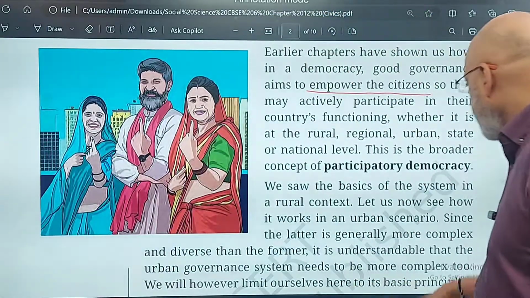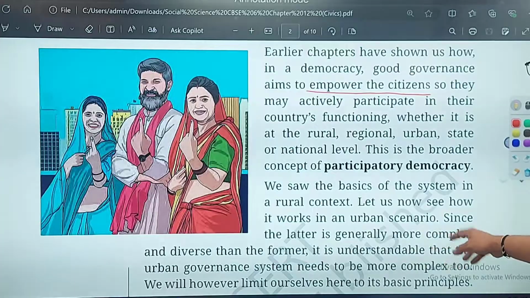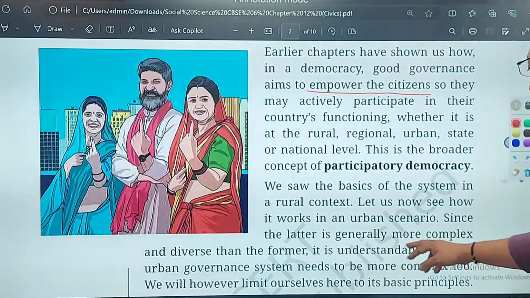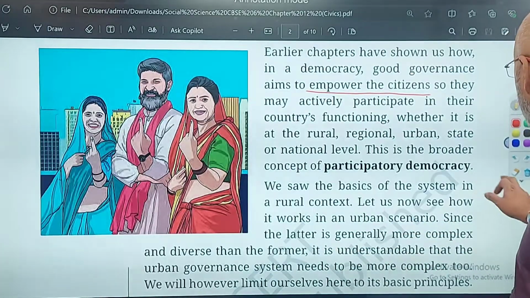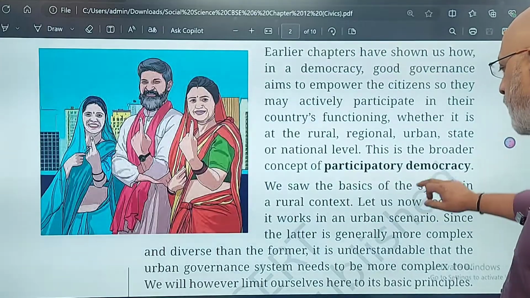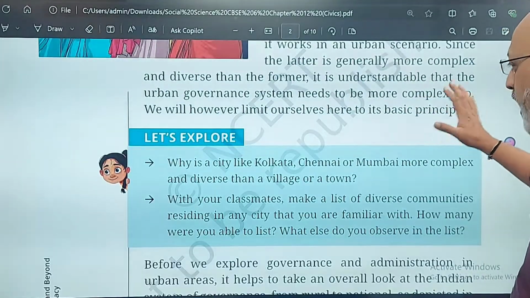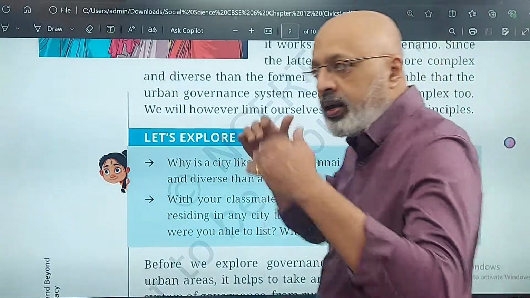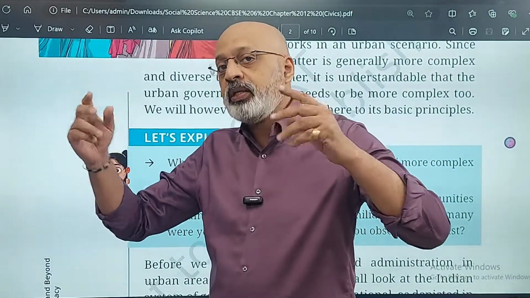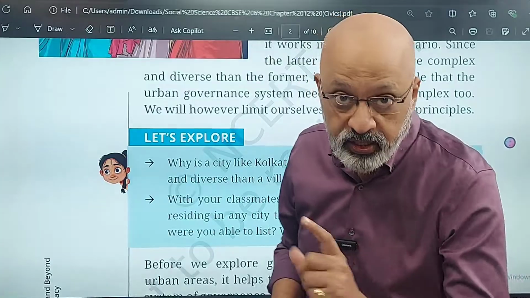Okay. Since the latter is generally more complex and diverse than the former, it is understandable that the urban governance system needs to be more complex too. Okay. So here we will study the basic principles. In higher classes, in 8th and 9th, this will be taught in more detail.